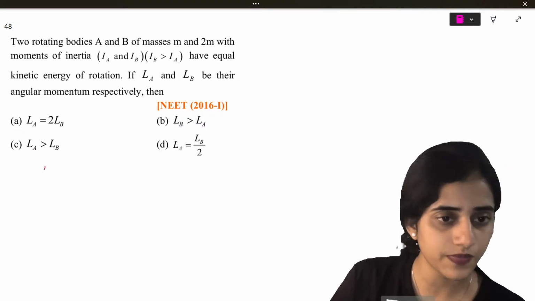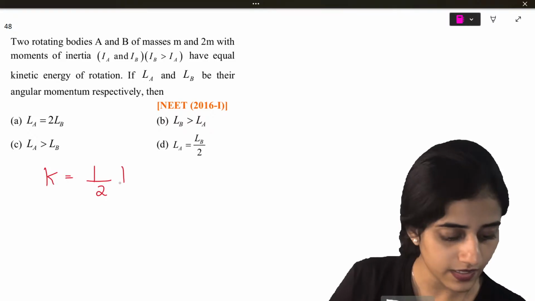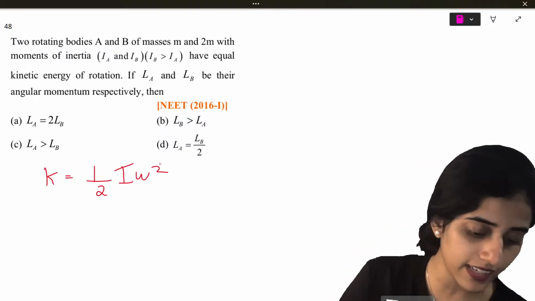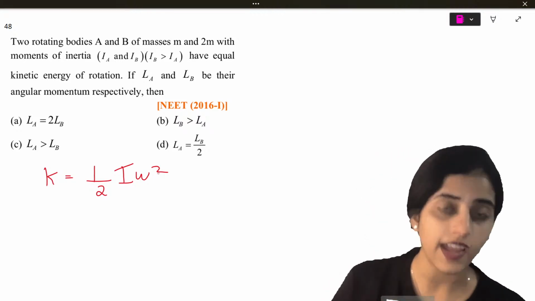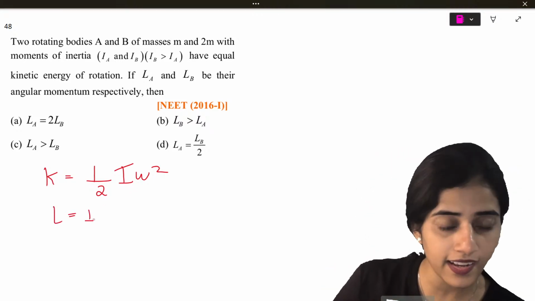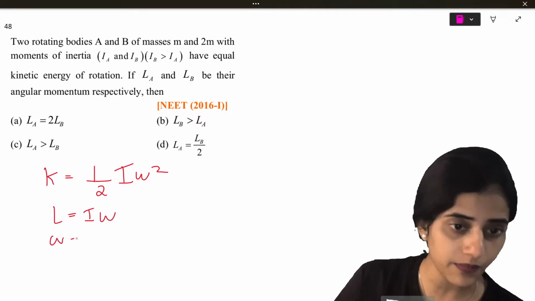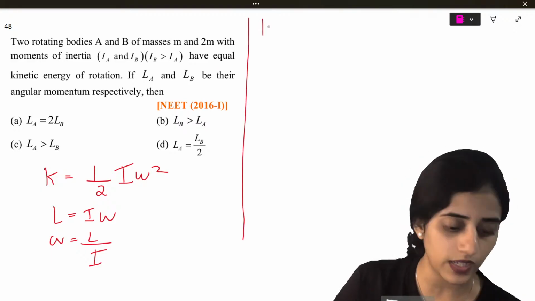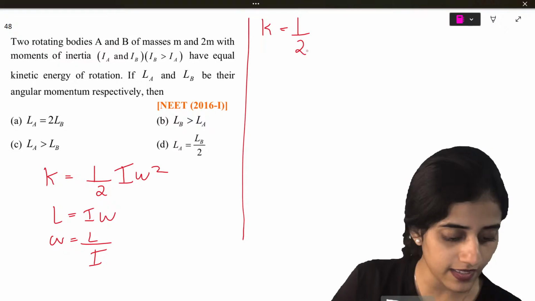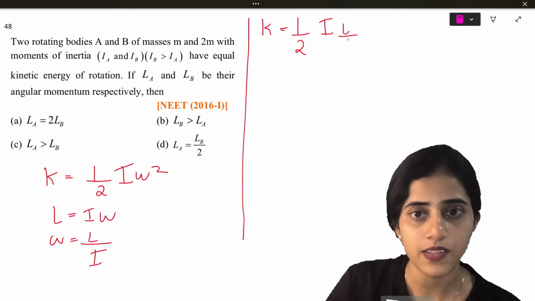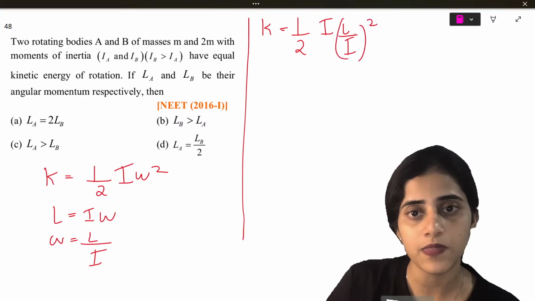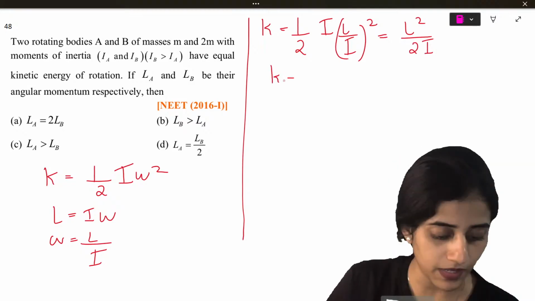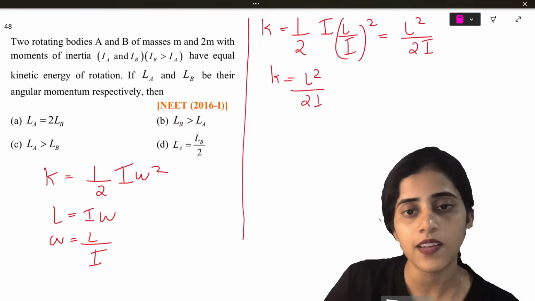See, first thing, K is equal to half I omega square. This is the kinetic energy of rotation. Now, we also know that angular momentum L is equal to I omega. So, omega is equal to L by I. If you substitute that, you will get K is equal to half into I times L by I square, which is L square by 2I. So, K is equal to L square by 2I.